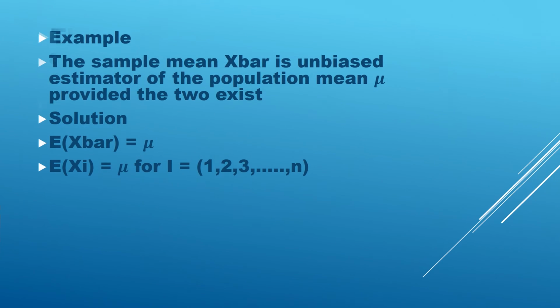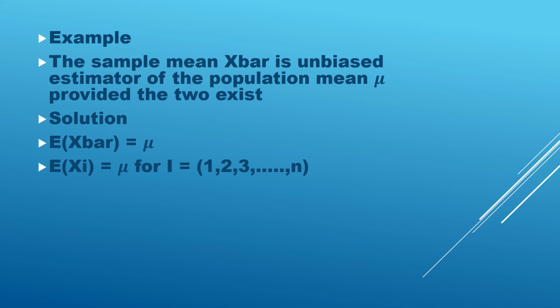When the expected value of T is not equal to theta, but the expected value of T is equal to theta when n tends to infinity, we say that T is an asymptotically unbiased estimator of theta. Let's look at an example today. The sample mean x bar is an unbiased estimator for the population mean mu, provided the 2 exist.